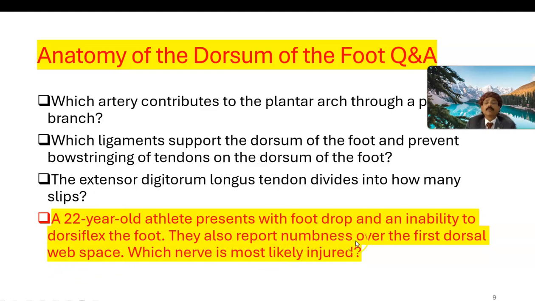A 22-year-old athlete presents with foot drop and an inability to dorsiflex the foot. He also reports numbness over the first dorsal web space. Which nerve is most likely injured? Foot drop and inability to dorsiflex the foot means all the long tendons are affected, so deep fibular nerve. Numbness over the first web space is cutaneous innervation provided by the deep fibular nerve. The nerve would be the deep fibular nerve.